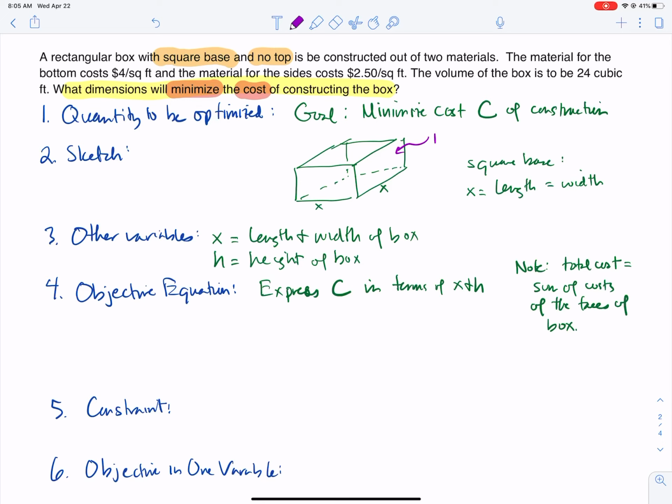There's this face. We have some lateral faces, 4 of them, and then we've got a bottom as well. So I've got the bottom here. So I've got 5 faces, and so I need to compute the cost of each of these 5 faces. So let's look at the bottom first.